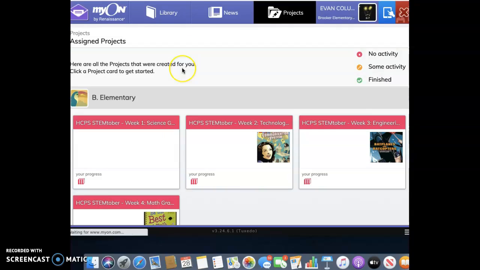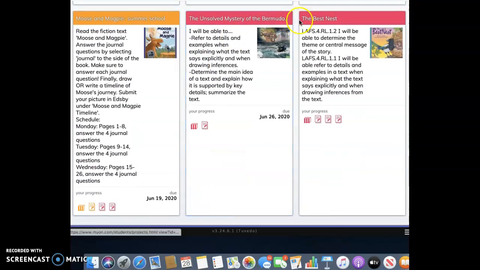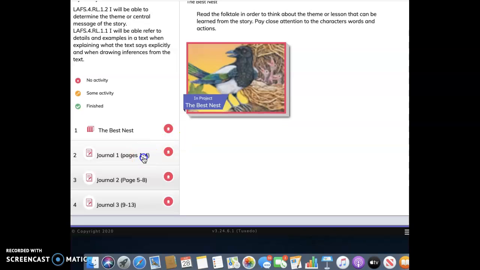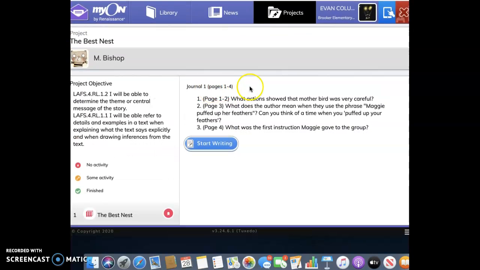You will need to pay attention to what page you are on because when you go to the journal, you will be asked to read a certain number of pages. So on day 1, which is tomorrow, Monday, you will read pages 1 through 4 and you will complete the journal 1 questions. So number 1 asks you to pay attention to what you read on pages 1 through 2.